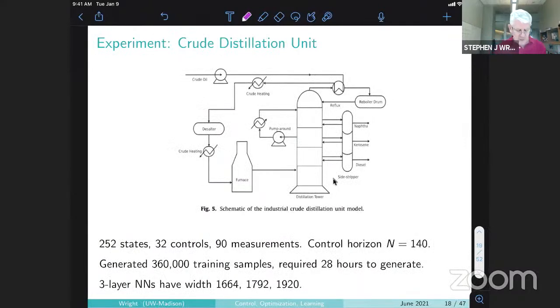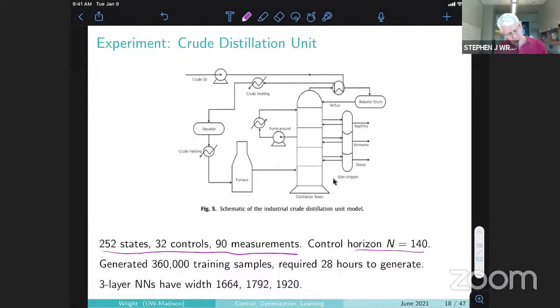This is an experiment on a fair-sized problem. It's a distillation unit, a standard problem in the MPC literature, 252 states, 32 controls. There are 90 measurements made of the states, and this is a pretty long control horizon, okay? To set up that quadratic program that I showed you earlier that's traditionally solved in MPC, to solve that takes about 30 seconds. And that's okay in this setting because you don't need to change inputs that much, but it's still a significant amount of time, 30 seconds to solve the MPC subproblem.